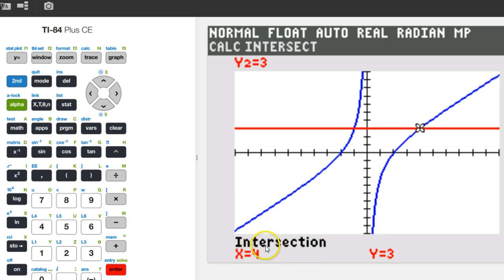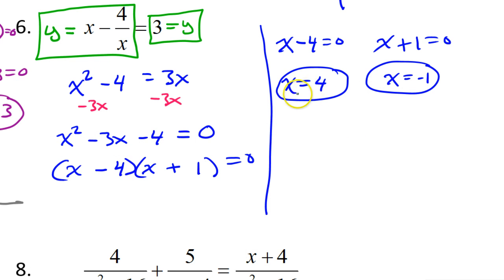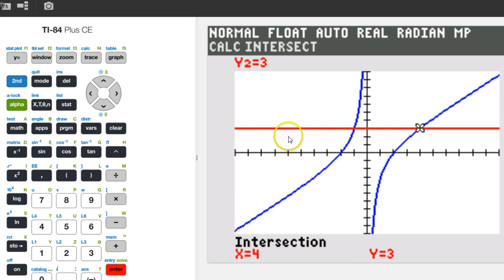So it tells me the intersection is 4, 3. The y value is not important. The x value is the solution. So one solution is 4. And that corresponds with what we found algebraically. One solution is 4. Okay, now the other solution is over here.